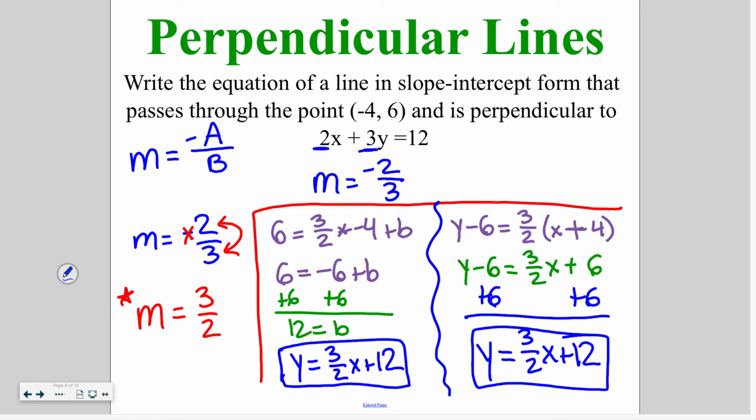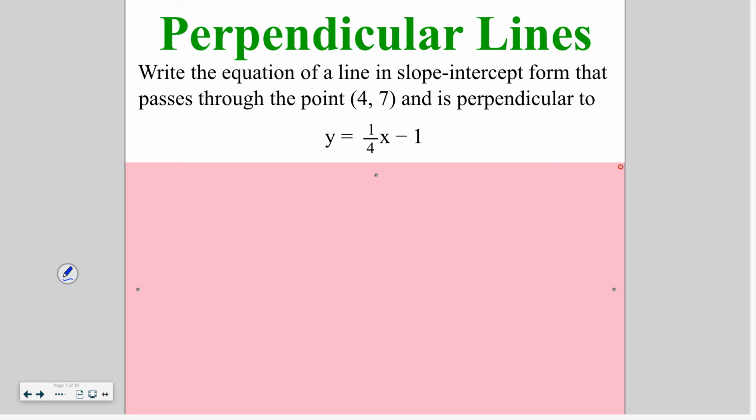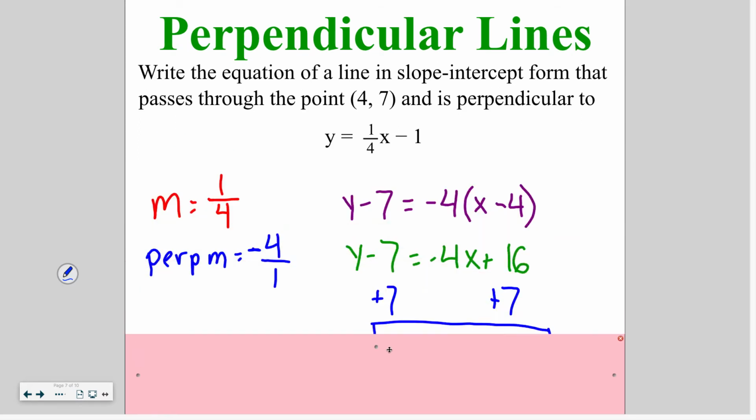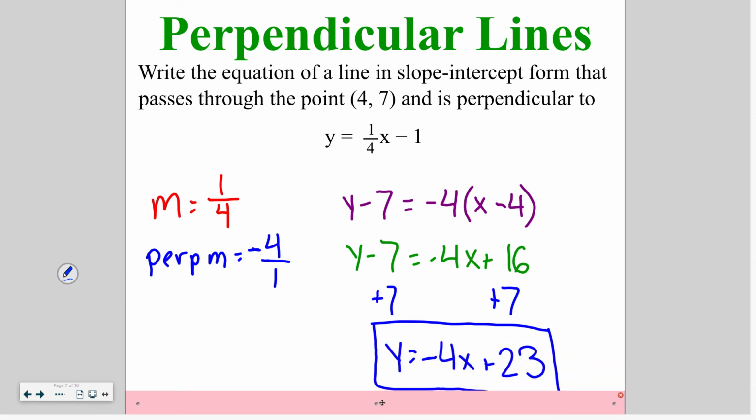Whichever option works best for you, slope-intercept or point-slope, please do that one. Go ahead and try solving this one on your own. First thing you need to do is pick out your slope, which is 1/4. The perpendicular slope, we have to flip over and add in that negative this time. So our perpendicular slope is -4/1, or, to simplify it, just -4.